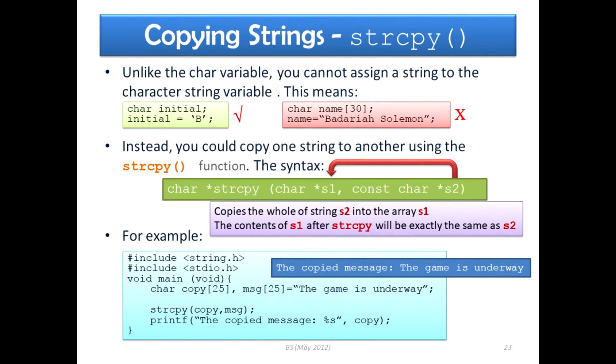Alright. Now, message has 25 characters, and you assign the game is underway to the variable message, the array message, right? So when working with sentences like this, your size has to be big enough. Alright. So for copy, it will not be such a big issue, but when you do concatenation, because concatenation is combining, you have to make sure that you have enough space for two sentences to actually be combined. Right? So 25 characters for message, we have the game is underway.